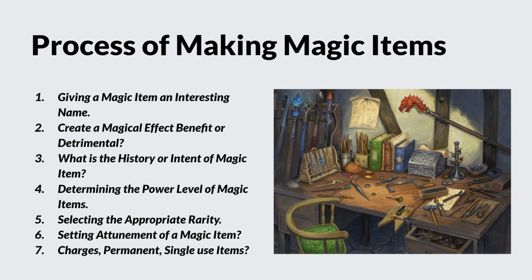So anything that is a permanent effect or doesn't run out of a magical effect, you'll probably want to assign attunement to. Does the magic item have charges? Does it have a permanent effect? Or is it a single-use item? In other words, is it a consumable magic item that you use only once, and once you've used it, it's finished and done with? These are all the questions you need to answer and fill out as you're making your magic item.